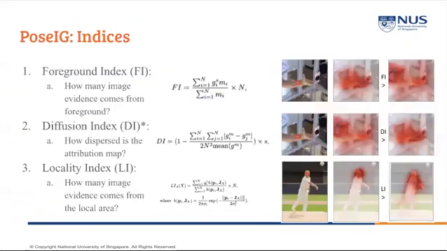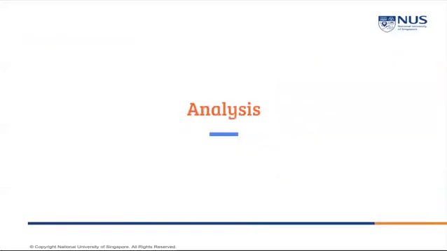To conduct quantitative analysis, we use three indices to describe the characteristics of attribution maps. Foreground index summarizes how much image evidence comes from the foreground, defined as the dilated area of the human or hand. Diffusion index quantifies how dispersed the attribution map is, and locality index computes how much image evidence comes from the local area. With PoseIG, we can start analyzing different pose estimation models.